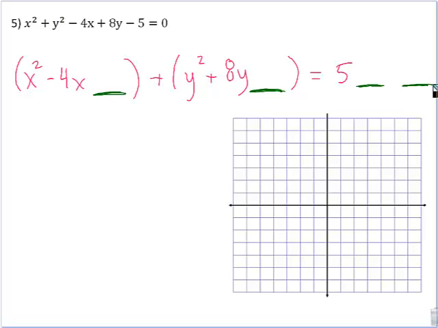So this first one, 4 is our middle number. So we add 4. 4 divided by 2 is 2. 2 squared is 4, which means on the other side we are adding 4. Okay, now for the y's, our middle number is 8. So this would be 16. Divide 8 by 2, you get 4. 4 squared is 16. So then over here, I should also add a 16.